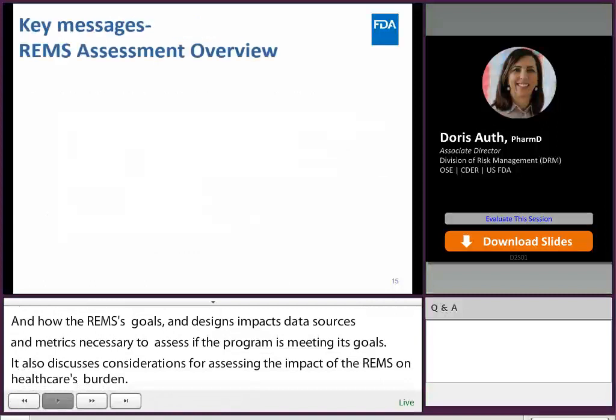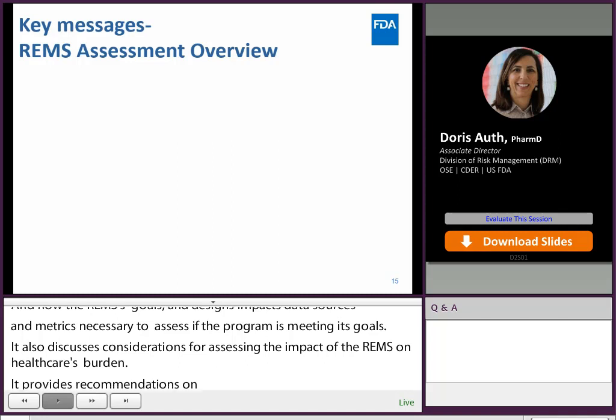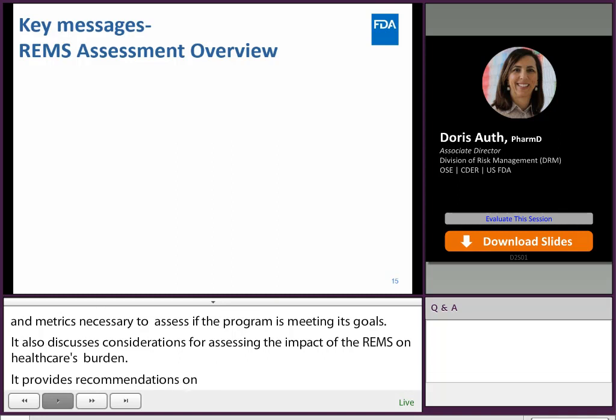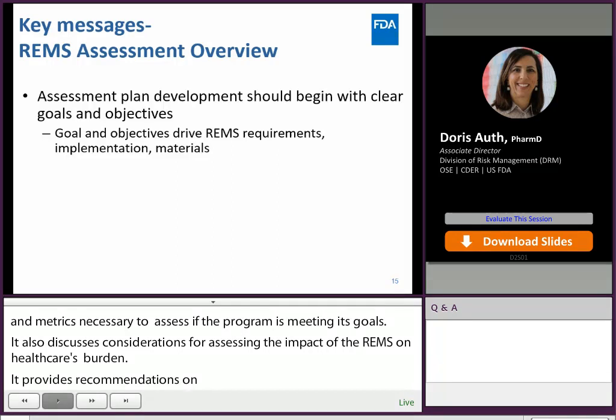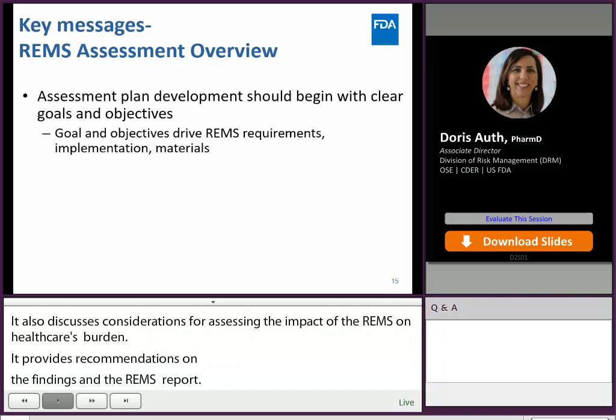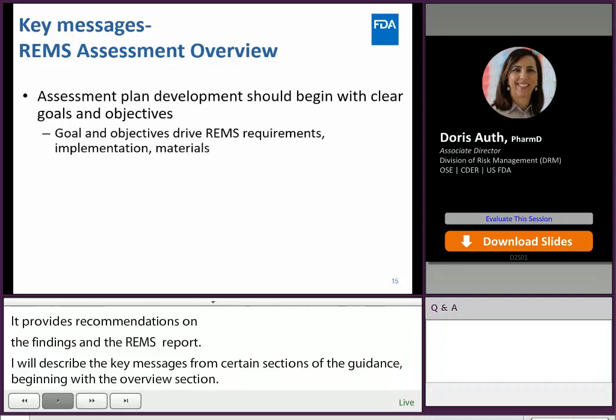I'll describe the key messages from certain sections of the guidance, beginning with the overview section, which introduces the importance of development of clear risk minimization goals and objectives, which in turn will drive the requirements of the REMS, the implementation, and the materials necessary to support the REMS.